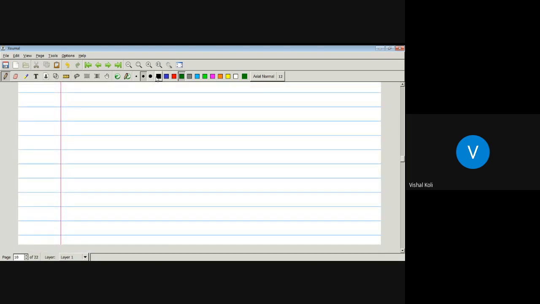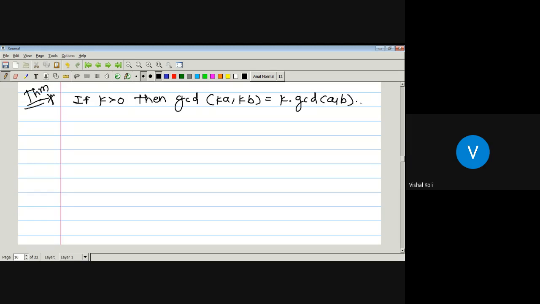Okay, if there is no doubt, then there is one next theorem. If k is an integer which is greater than 0, then GCD of ka comma kb is equal to k into GCD of a, b. That one we have to prove. So whenever k is an integer which is greater than 0, then GCD of ka comma kb is nothing but k times the GCD of a, b. Okay. Now it's proved.